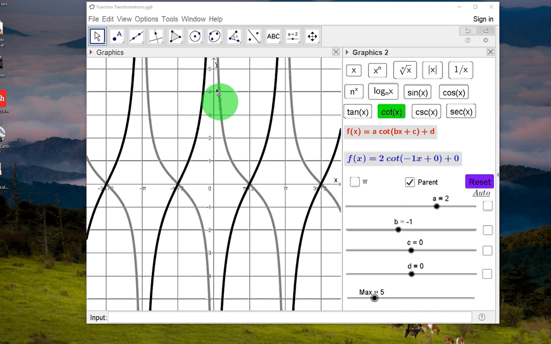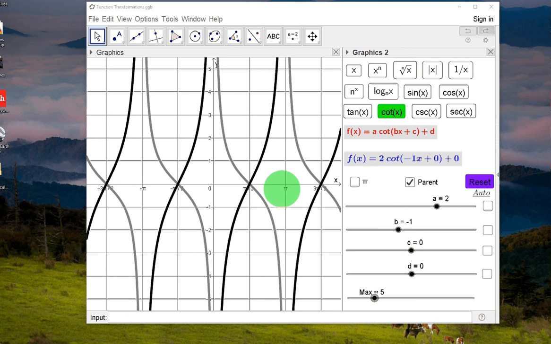Okay, in the gray we have the original cotangent function. We can see its period is pi. The new function, the 2 cotangent of negative x, we can see in the black. And we can quickly see that the period remains pi. I didn't think about that until I looked at the graph. The period is still pi. It still takes pi units to get from one to the next. In fact, you could look at the asymptote and tell that too. It's just that it flips the graph.